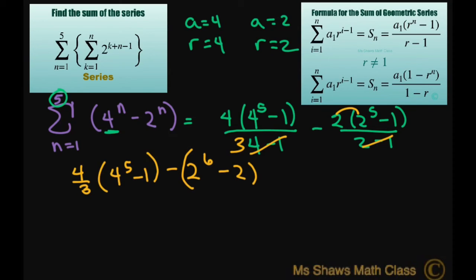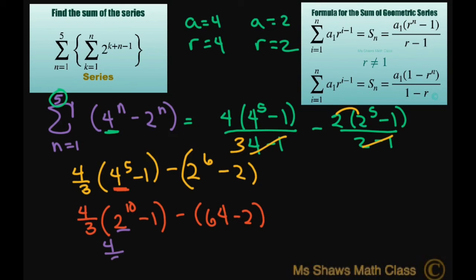All right, now this is going to simplify to, so 4 divided by 3, and I can write 4 to the power of 5 as 2 to the power of 10, minus 1. And then this one's going to end up being 2 to the power of 6, which is 64, minus 2. It's just easier to do it this way, 2 to the power of 10. I think most people have memorized it. So this is 4/3 times 1024 minus 1. This is going to be minus 62.